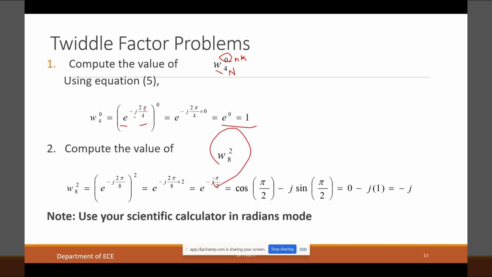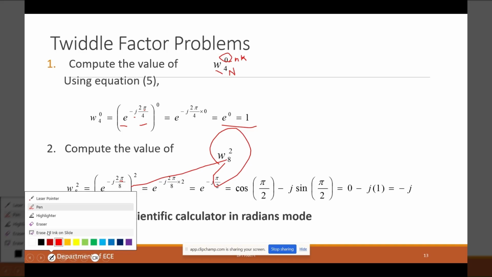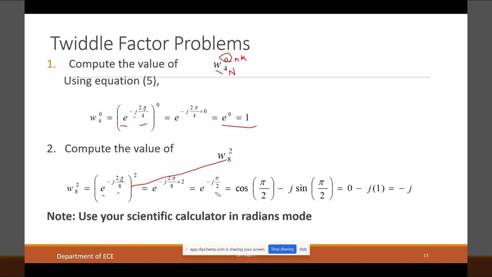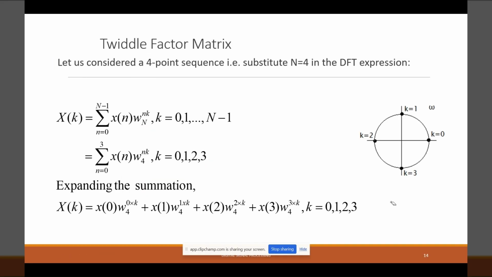Similarly, if we want to compute W2 of 8, instead of W we put e power minus j 2 pi by N, where the N value is 8 for this. If we substitute, we get e power minus j pi by 2. E power minus j theta can be written as cos theta minus j sin theta. So cos pi by 2 minus j sin pi by 2 gives 0 minus j of 1. While we are using terms of pi, we use radian mode. If you are using degrees, such as 90 degrees and 180 degrees, you can use degree mode.